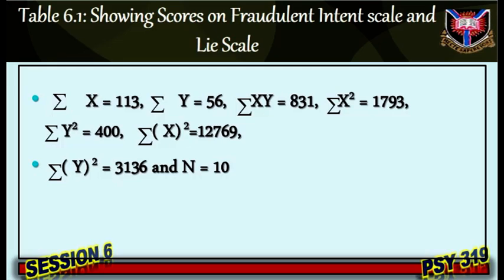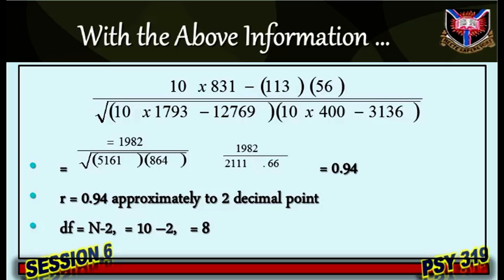Summation x is equal to 113, summation y is equal to 56, summation xy is equal to 831, summation x squared is equal to 1793, summation y squared is equal to 400, summation x in brackets then squared is equal to 12769, summation y in brackets squared is equal to 3136, and n is equal to 10. Insert these values in the formula, and you get r is equal to 0.94, approximately to 2 decimal places. df is equal to n minus 2, which is equal to 10 minus 2, which is equal to 8.